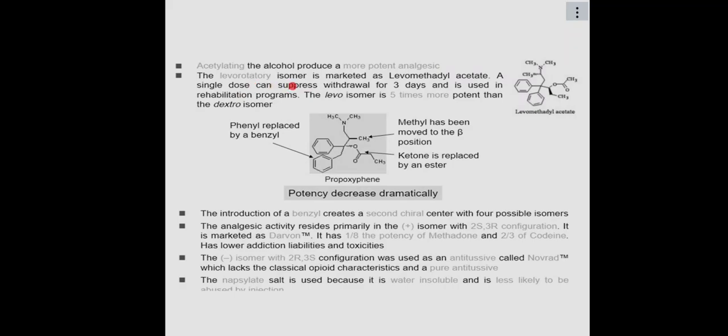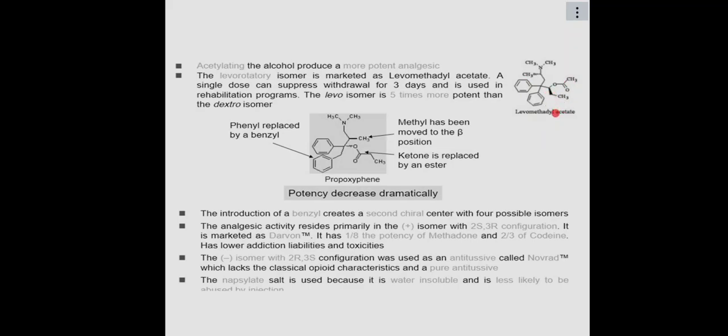The levo isomer is marketed as levomethadyl acetate. A single dose can suppress withdrawal for 3 days and is used in rehabilitation programs. The levo isomer is 5 times more potent than the dextro isomer. We had mentioned this compound, the one we called alpha acetyl methadol. Remember the alpha acetyl methadol. If you look at it, this is the same compound, levomethadyl.